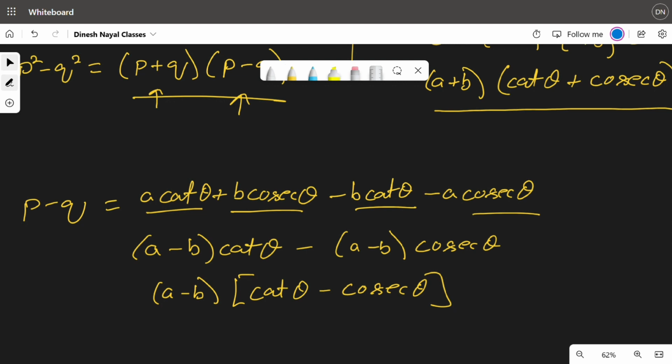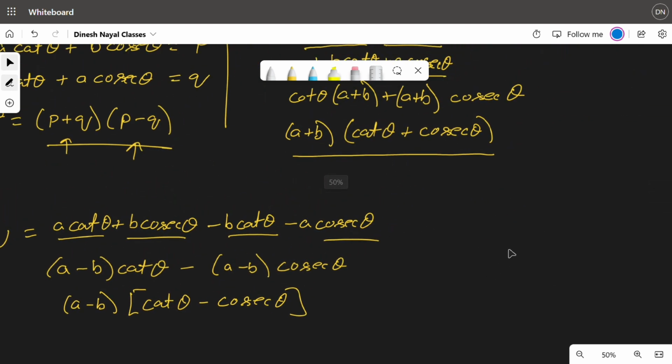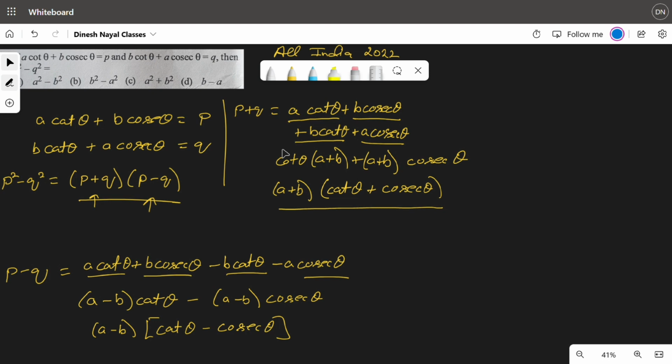Now this is cot theta minus cosec theta, which is p minus q. Now see, what is p square minus q square? P plus q, p minus q. That means we have to multiply p plus q into p minus q to get p square minus q square. So if we multiply these two quantities, in simple multiplication, a plus b into a minus b, we can just write a square minus b square using the identity.